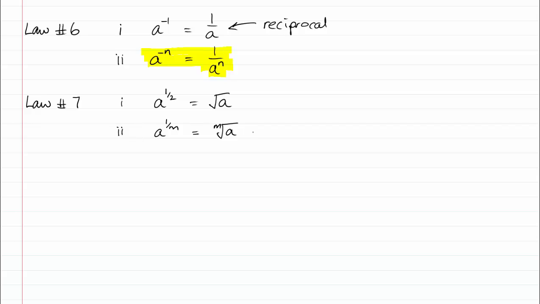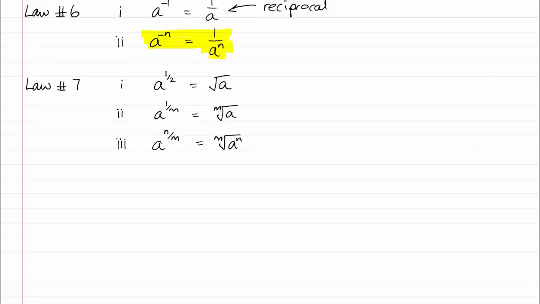And of course, this root means the mth root of a is the number such that when you multiply it by itself m times, you will get a, what you started with. And the third and complete version of this is that a to the power of n over m is equal to the mth root of a to the power of n. So that numerator is just contained within the power and remains with the a. That's law number 7.